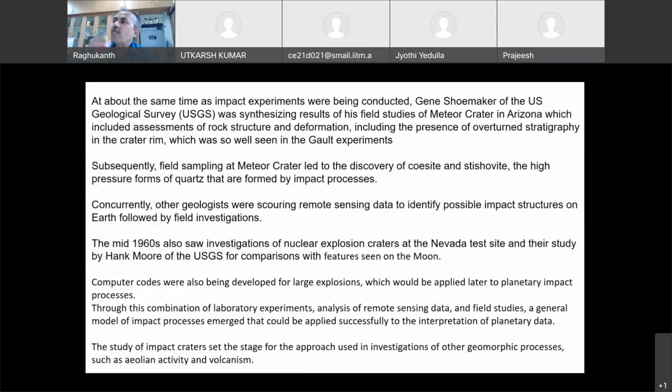And at the same time, when these experiments were carried out, as I showed you, Gene Shoemaker, who is a USGS geologist who trained the astronauts on these geological aspects, was one of the pioneers in planetary geology. At that time this crater was there, because as I already told you, the most important thing in planetary geology is terrestrial analogs. He did a lot of study at Meteor Crater, a crater in Arizona.